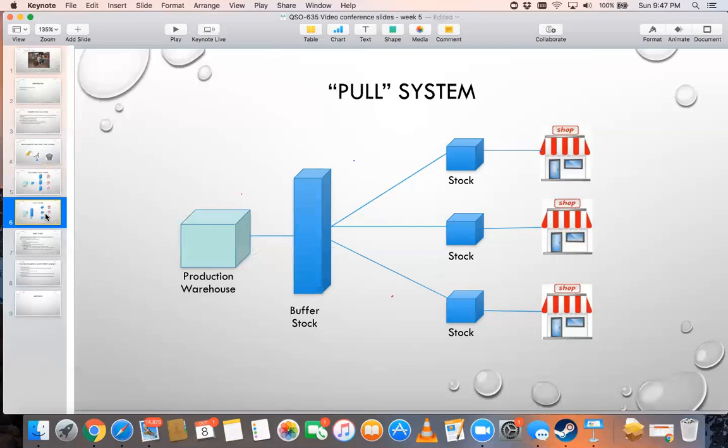So in a pull system, the first thing you'll notice, where is the largest inventory at? The vendor stock or the production warehouse stock? The largest stock is actually going to be at the production warehouse, because you have that buffer stock you're talking about. Which one's larger? Obviously, the buffer stock is, right?